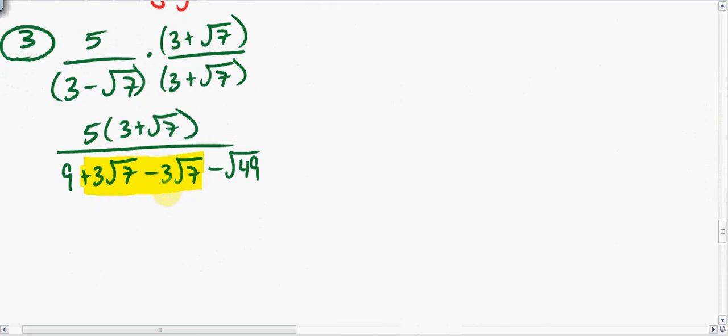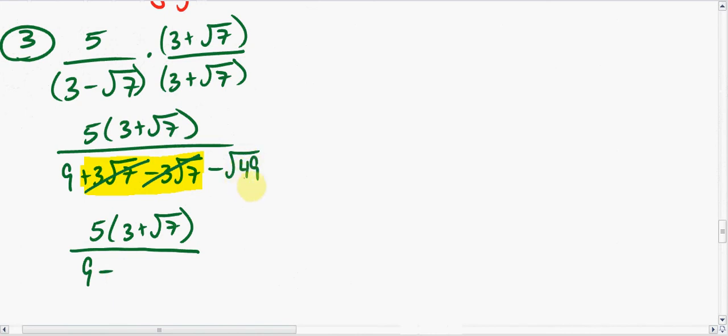All right, and 0 times square root of 7 is 0, so these two terms are going to cancel. And when you multiply two conjugates together, the middle two terms are always going to cancel. And your last term is always going to be a perfect square. So I've got 9 minus, this last term is a perfect square. The square root of 49 is 7. All right, so I've got 5 over 3 plus the square root of 7 divided by 2.